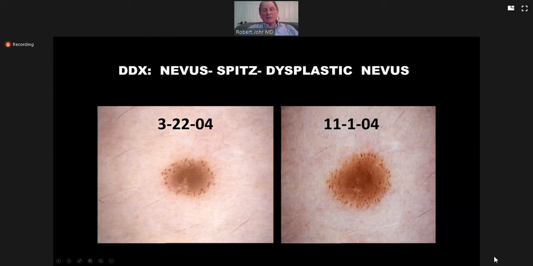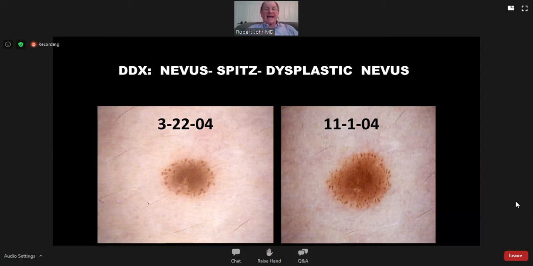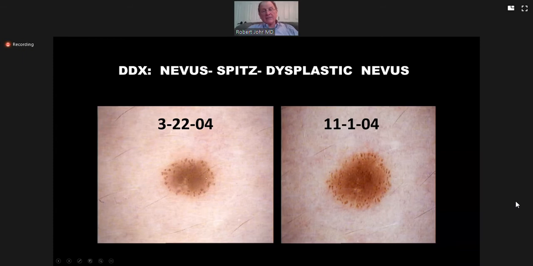And a point is, when you see regular brown dots and globules at the periphery in a child, that usually means it's going to be an actively changing mole. So if you take the baseline image and then follow it over time, it will change. If you see this pattern in an adult, it's been my experience that it's a red flag for concern. It could be a dysplastic mole.